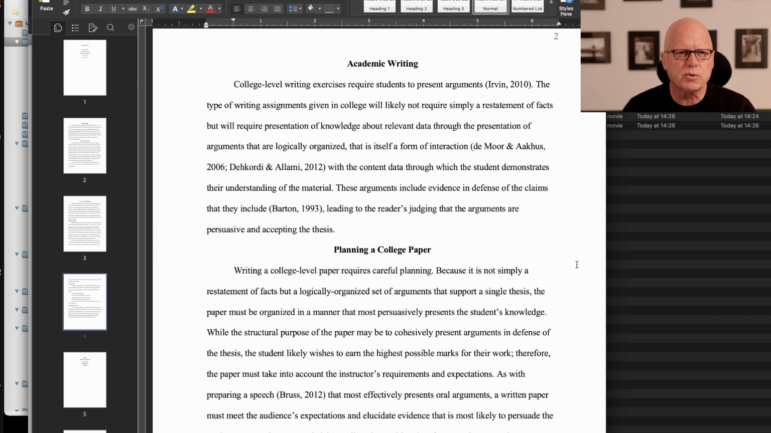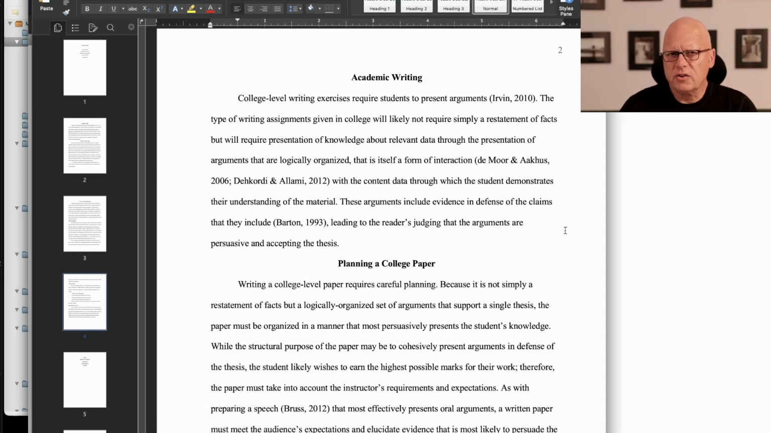And it's through this presentation of a persuasive complement of arguments that the student demonstrates to the faculty member their understanding of the relevant material. So unlike a multiple choice test in which the student chooses the correct answer to a precisely worded question, the paper requires the student to show understanding of the relevant material through the presentation of persuasive arguments.